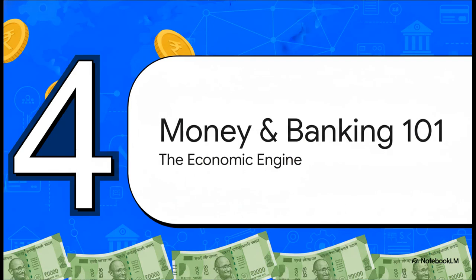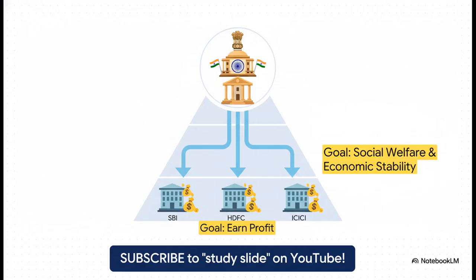All right, let's shift gears. We're going to talk about the lifeblood of the economy, the system that keeps everything flowing: money, and our banking system. In India, you've basically got two main kinds of banks. First, there are the commercial banks. Your SBI, your HDFC, the ones we all use. Their primary goal? To make a profit. But then you have the big boss, the apex institution, our central bank, the Reserve Bank of India, or RBI.